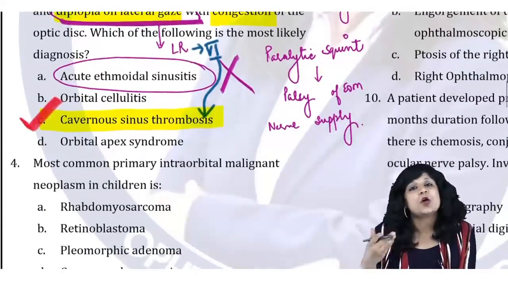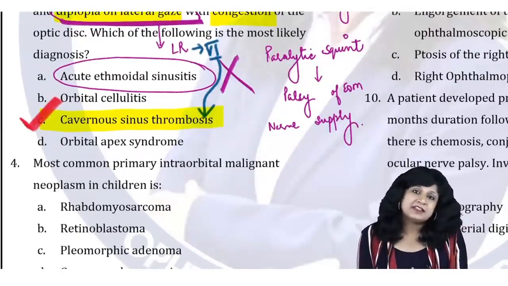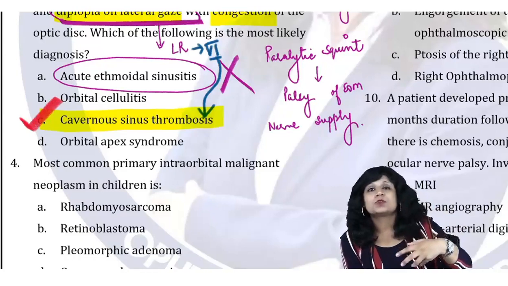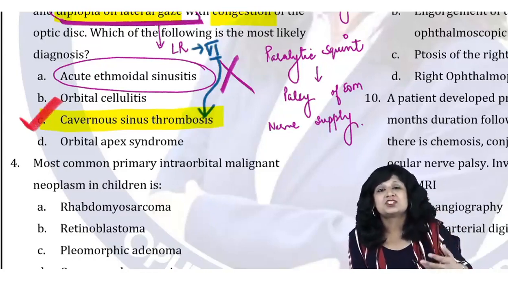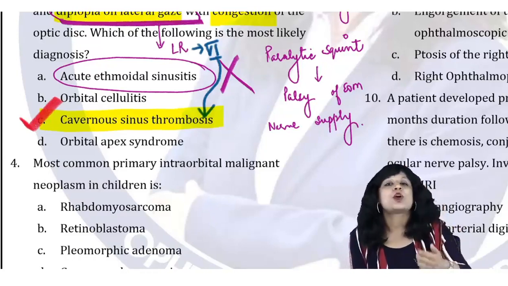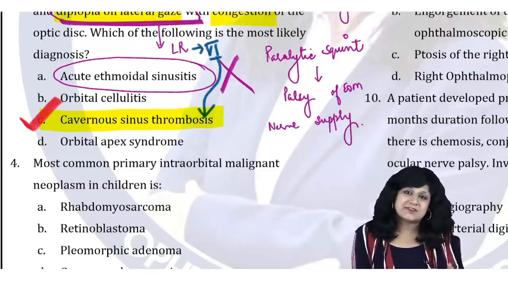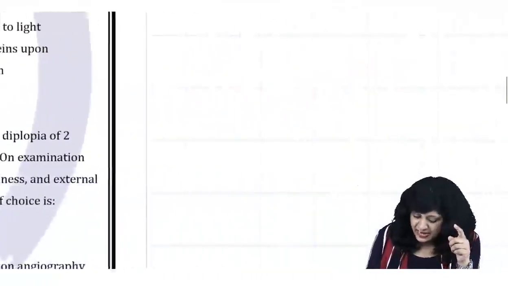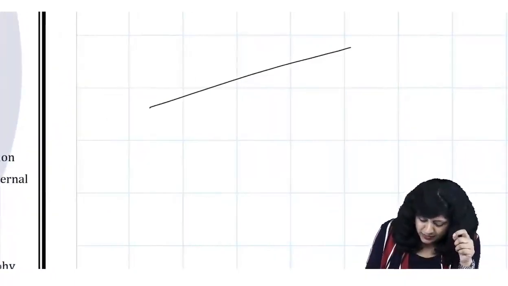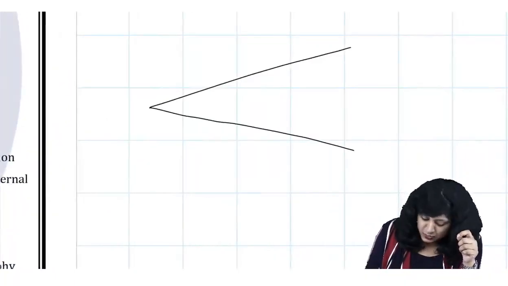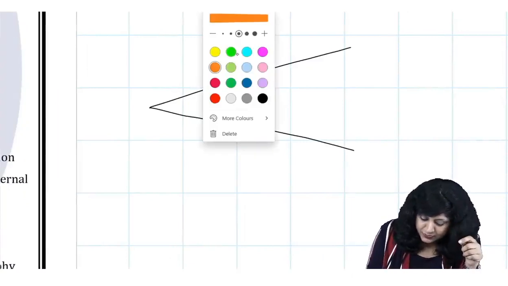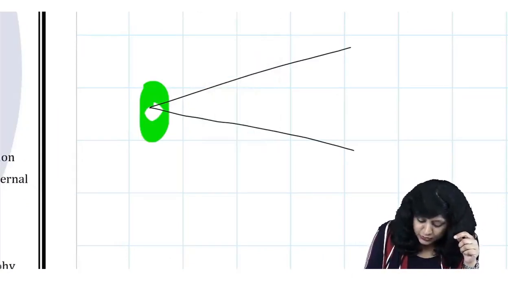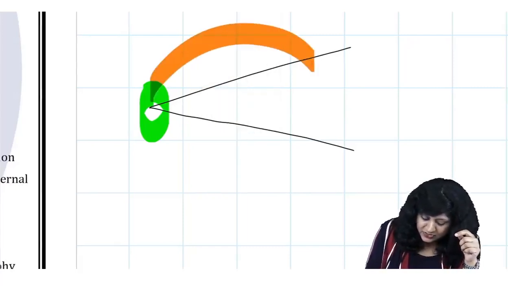Why can't it be orbital apex syndrome? Orbital apex syndrome can also be there, because that can also cause proptosis, chemosis, prostration, and optic disc congestion. Why am I saying just the cavernous sinus thrombosis? Because if you look at the apex of the orbit, what is there? At the apex of the orbit, we have the annulus of Zinn, and from this annulus of Zinn, there are so many muscles which are coming out.